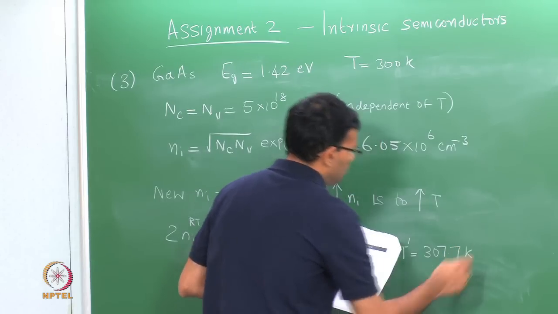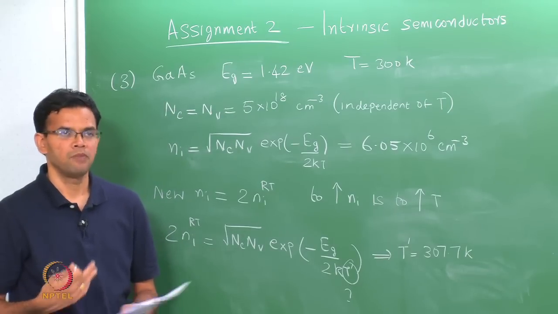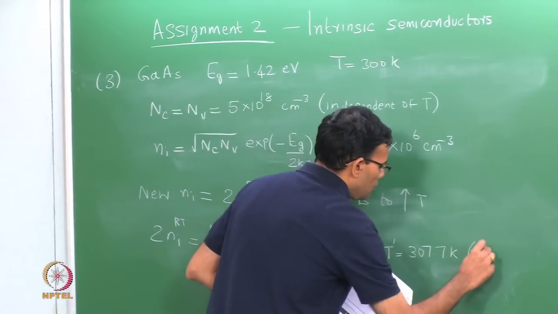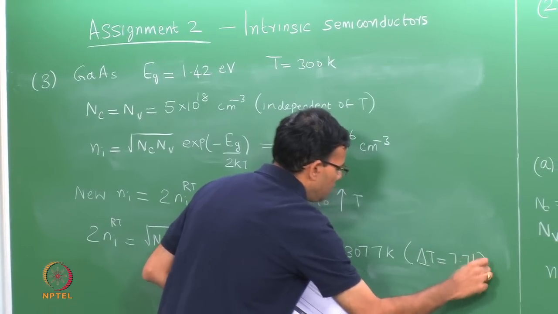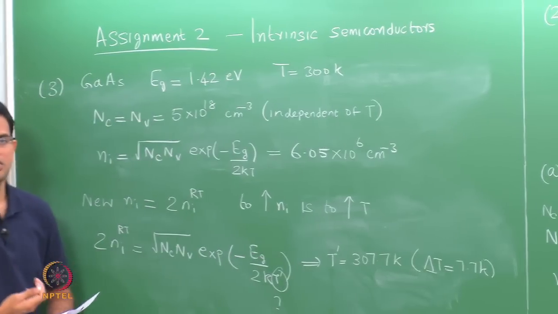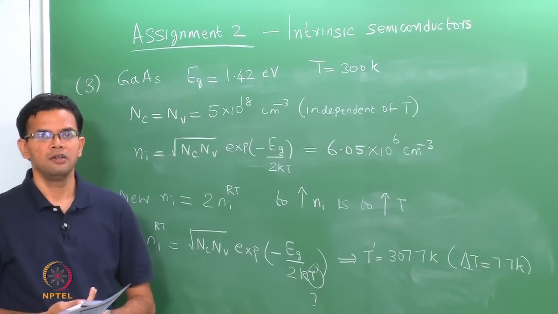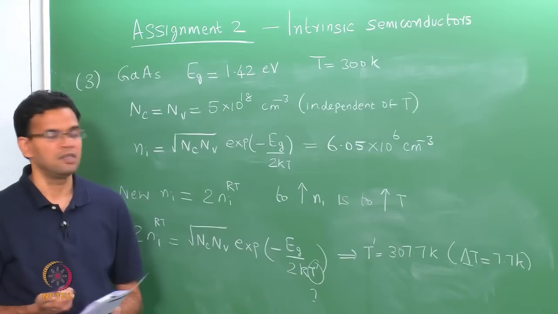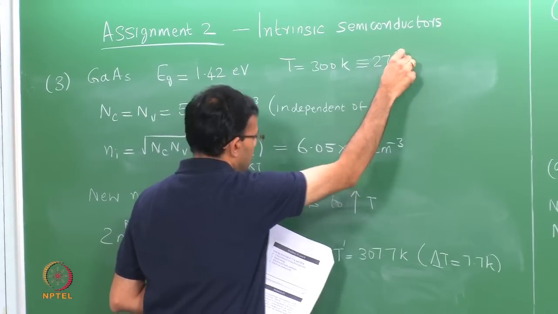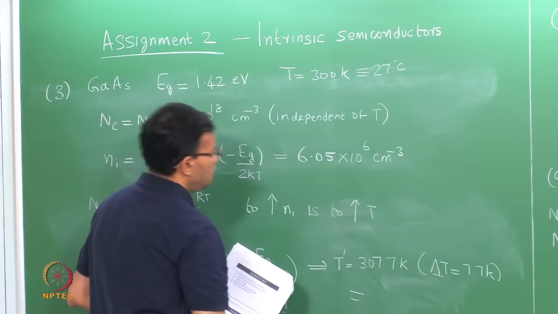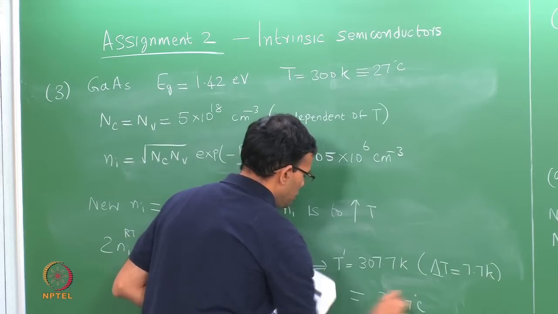307.7 Kelvin. So, you increase the temperature by 7 degrees. So, delta T is 7.7 Kelvin. You can double the concentration of Ni. So, temperature equal to 300 Kelvin is approximately 27 degrees Celsius. So, 307.7 is 34.7 degrees Celsius.